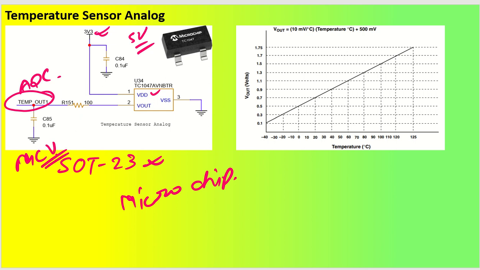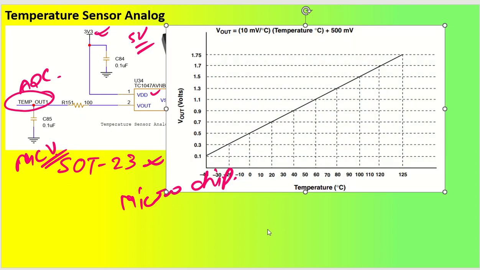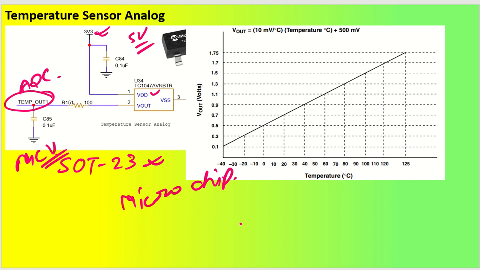Let me tell you directly how this temperature sensor works. Let's say you got a temperature of 20 degrees centigrade. At 20 degrees centigrade, you will see a voltage of 0.7 volt. So if you see V out as 0.7 volt, you can decide the temperature is 20 degrees centigrade. Got it? If you are seeing 40 degrees centigrade, it means you will get 0.9 volt. So at 0.9 volt, you will see 40 degrees centigrade.